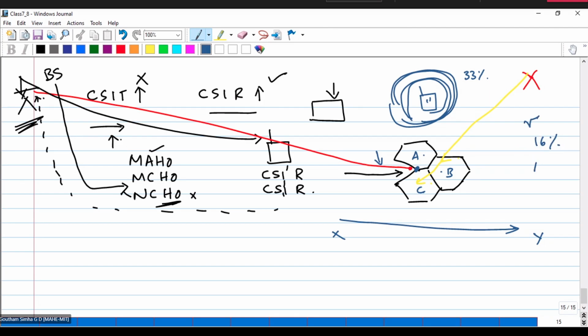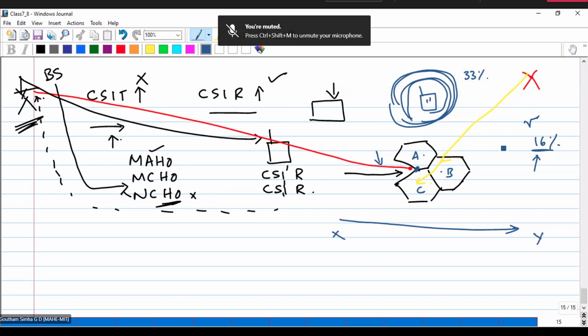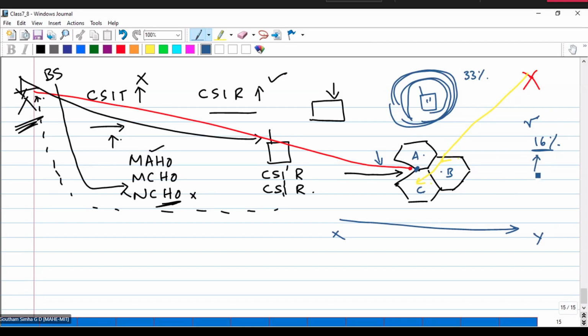Now if the signal strength reaches 16%, automatically my mobile station will request the base station to transfer my channel to the next nearest station. So when the mobile moves, the next available channel will be allocated to my mobile device, and the user will not come to know what is happening. Now what happens if it is less than 16%? This is my threshold. If it is, say, somewhere around 9%, let's say.